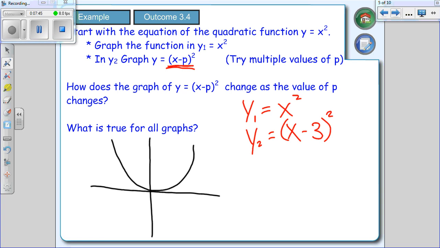Our first graph, x squared, is still the exact same. That's our basic standard graph. What does our x minus 3 squared look like? Which way is it? To the left. How far left? 3 to the right or to the left? 3 to the right.